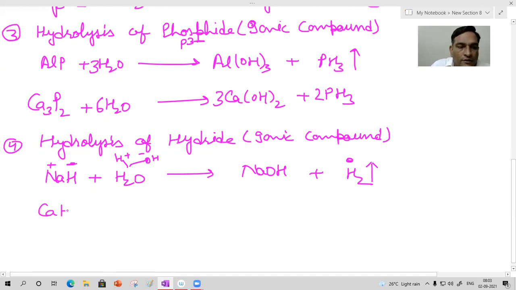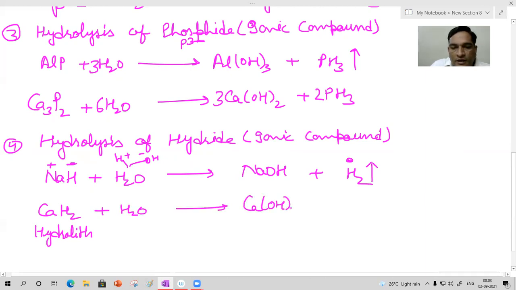Again, my dear, hydrolysis of calcium hydride. Plus water gives calcium hydroxide plus hydrogen. 1 calcium, 4 hydrogen, and there are 2 oxygen. And here we are getting 1 oxygen. So we should multiply by 2. How many hydrogen? 4 plus 2, 6. How many hydrogen? 2. You should multiply by 2. So we are getting the hydrogen.